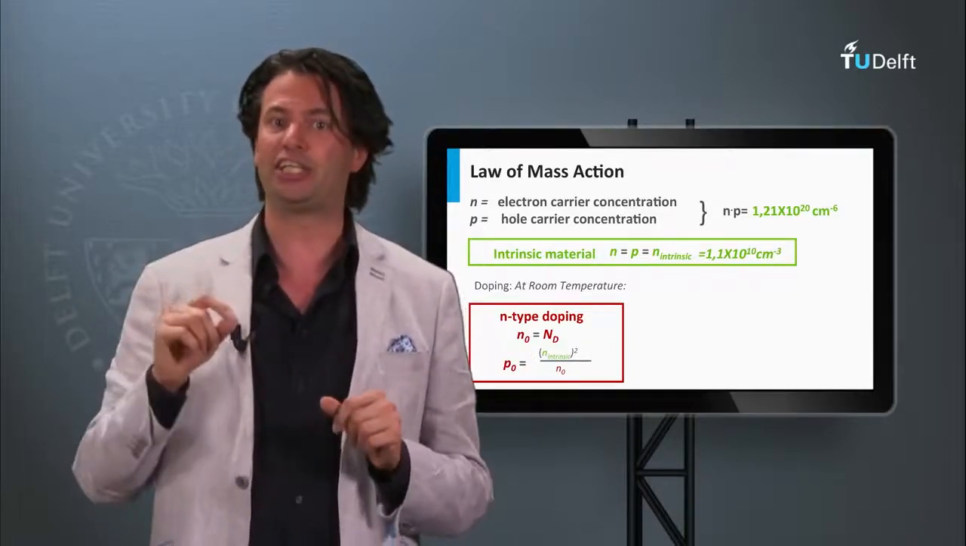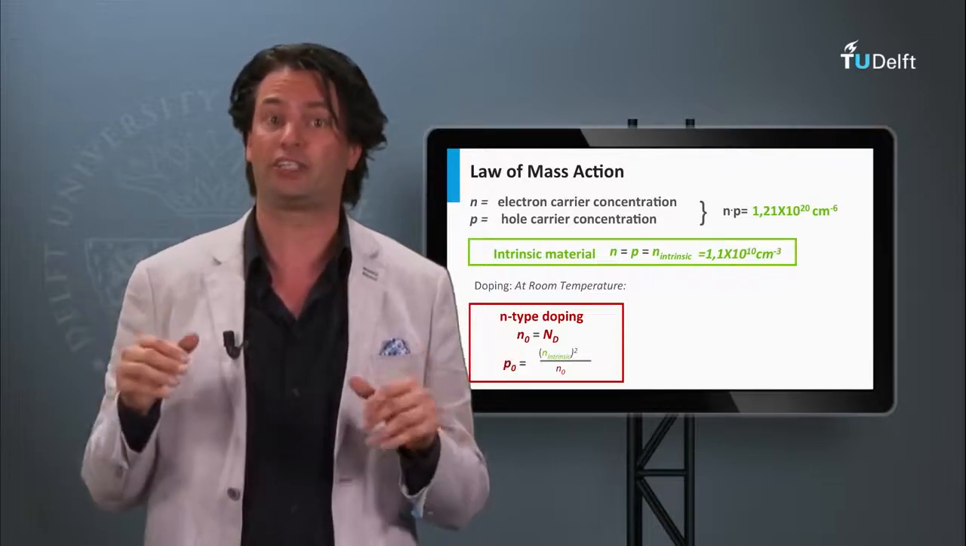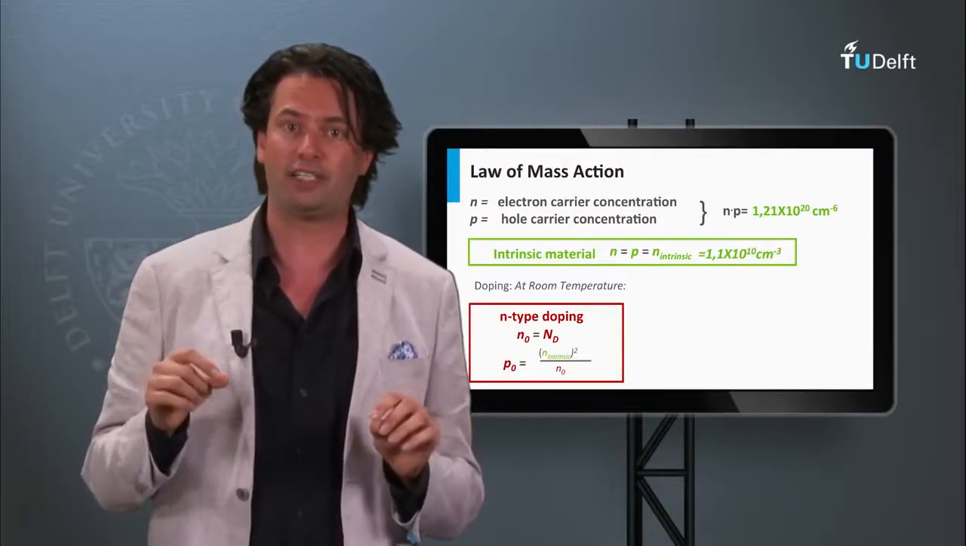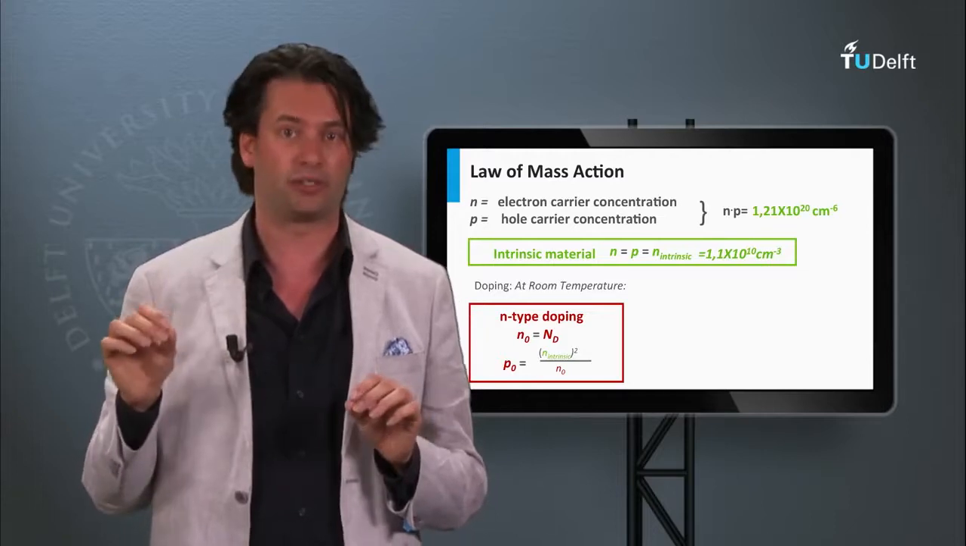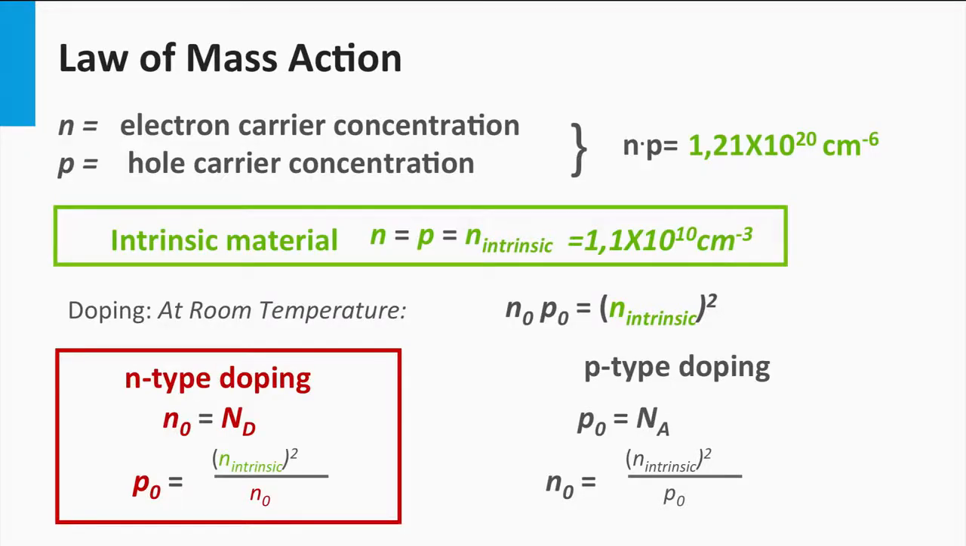So P0 is equal to the square of the intrinsic charge carrier density divided by the electron density N0. The same is valid for p-doped silicon materials. We incorporate boron atoms with a density Na in the silicon network. We assume that all acceptors take one electron and therefore create hole density P0 equal to the acceptor density Na.